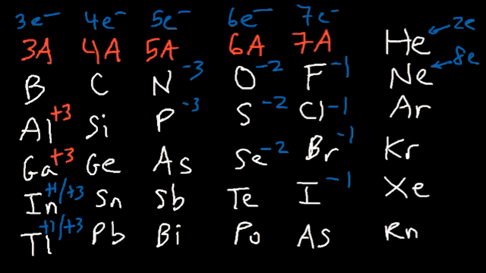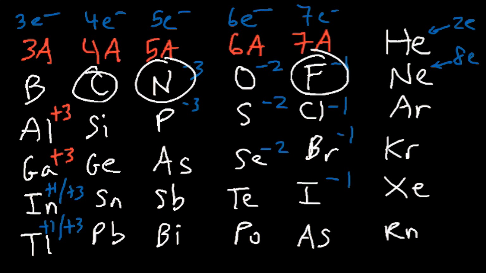The noble gases are chemically inert. They're very stable. They don't really participate much in chemical reactions. So if you get a test question that asks which element is non-reactive: carbon, nitrogen, fluorine, or neon, your answer is neon.